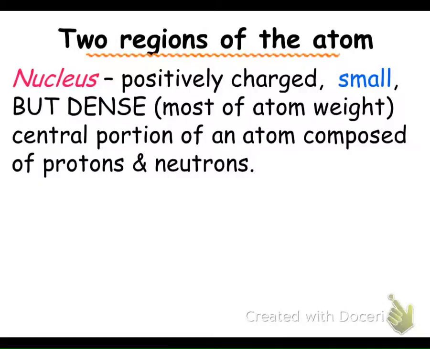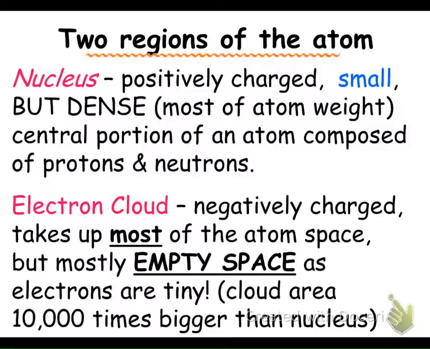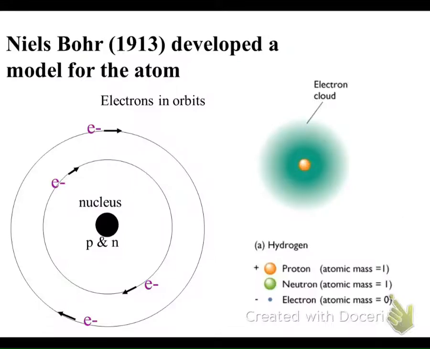The two regions of the atom are the nucleus, which is positively charged. It's very small, but it's very dense. It holds most of the atom's weight, and it's the central portion of the atom. And then we have the electron cloud, and this is what I was referencing before. The electron cloud is negatively charged and takes up most of the atom's space, but it is mostly empty space, as electrons are very small. The cloud area is actually 10,000 times bigger than the nucleus. So our volume comes from the electron cloud, our mass comes from the nucleus.